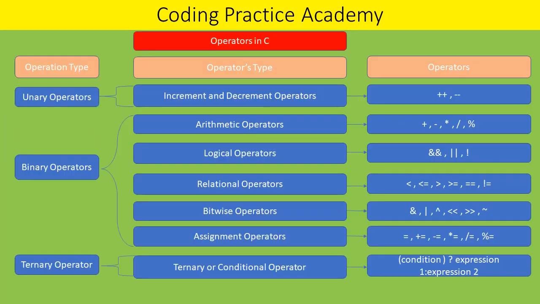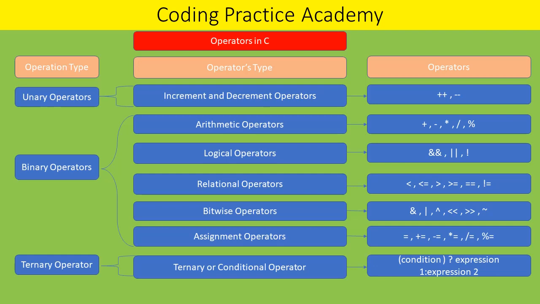If we make a chart based on the operation type, operator types, and operators, it would look like this. For operation type, there are 3 types: unary operators, binary operators, and ternary operators. So what is a unary operator? A unary operator in C is an operator that takes a single operand in an expression or a statement. The operator types are increment and decrement operators, whereas the symbols are plus plus and minus minus.